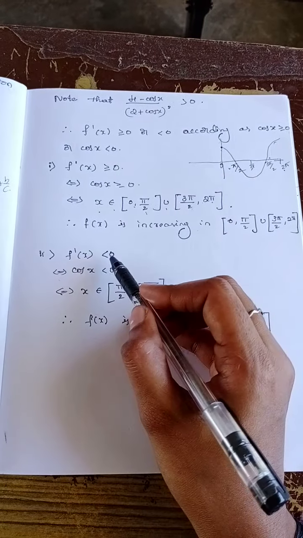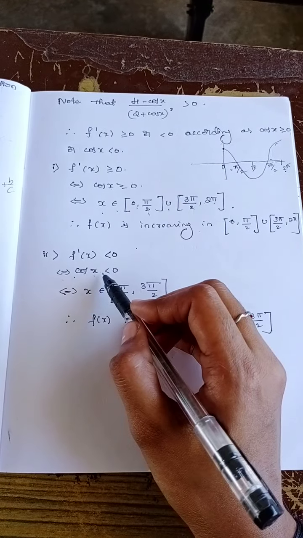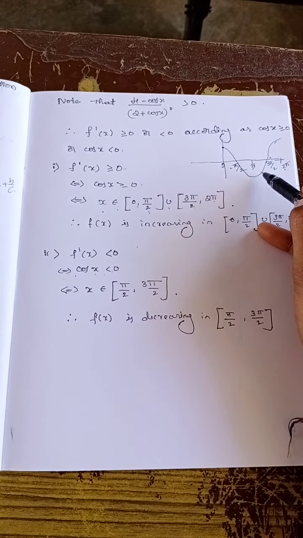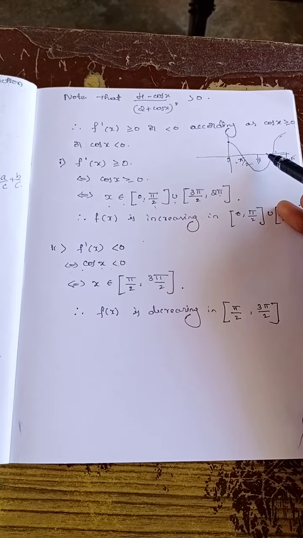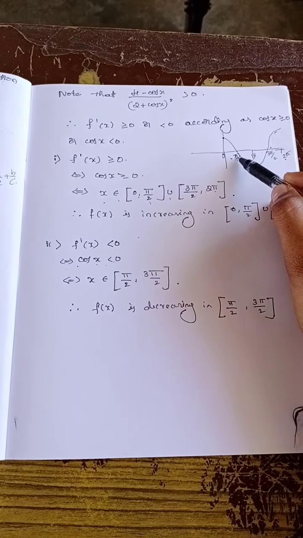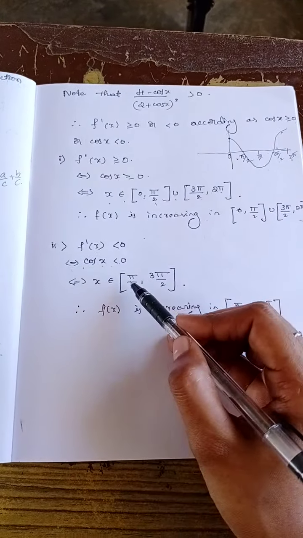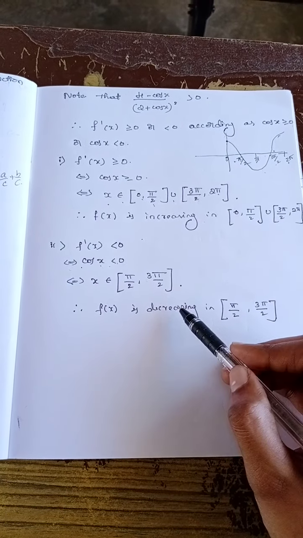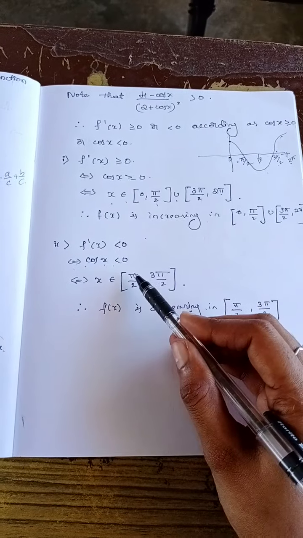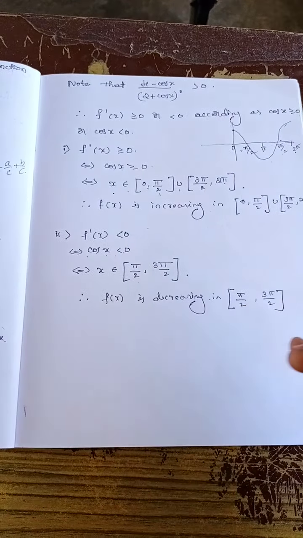And f dash of x is less than 0 if and only if cos x is less than 0. When cos x is less than 0, it is below the x axis, that is pi by 2 to 3 pi by 2. So f of x is a decreasing function in pi by 2, 3 pi by 2.